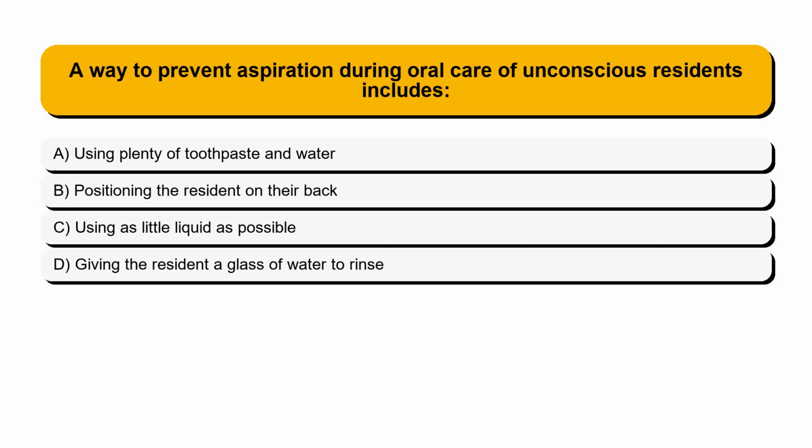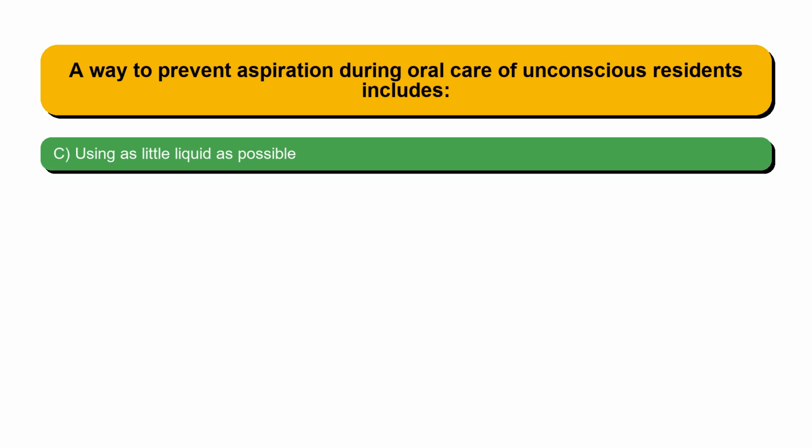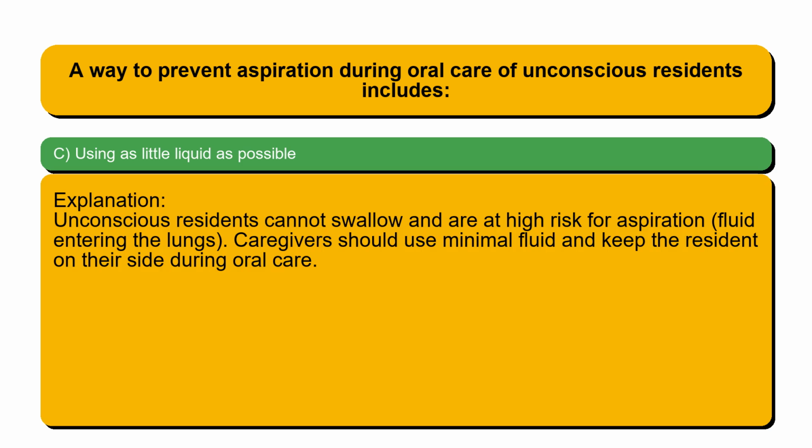Question 75. A way to prevent aspiration during oral care of unconscious residents includes: Option A, using plenty of toothpaste and water. Option B, positioning the resident on their back. Option C, using as little liquid as possible. Option D, giving the resident a glass of water to rinse. The correct answer is option C, using as little liquid as possible. Unconscious residents cannot swallow and are at high risk for aspiration, fluid entering the lungs. Caregivers should use minimal fluid and keep the resident on their side during oral care.